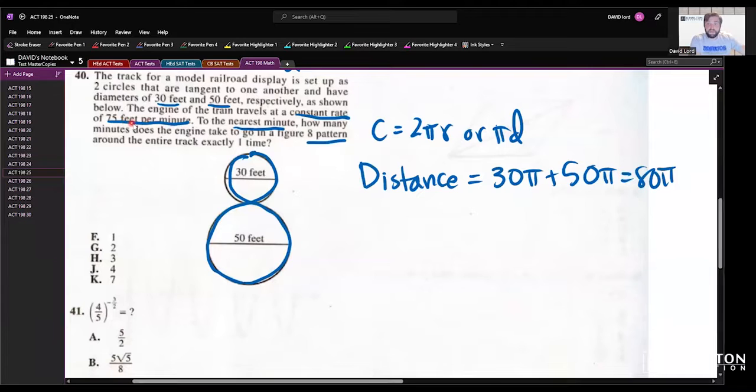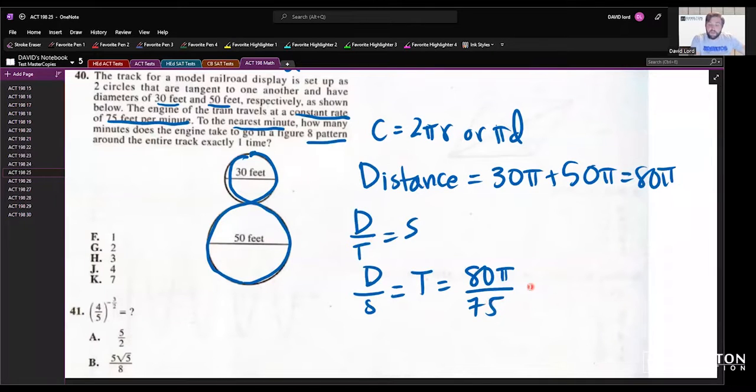Now we do have speed given. So I know that distance over time is equal to speed, but because I'm looking for time, I'm going to use the formula distance over speed is equal to time. So that will be 80 pi over 35 feet per minute. So I plug this in my calculator and I get approximately 3.35 minutes. So this is where it's a little bit of a challenge whether or not the answer should be H or J. So let's go back and read the question.